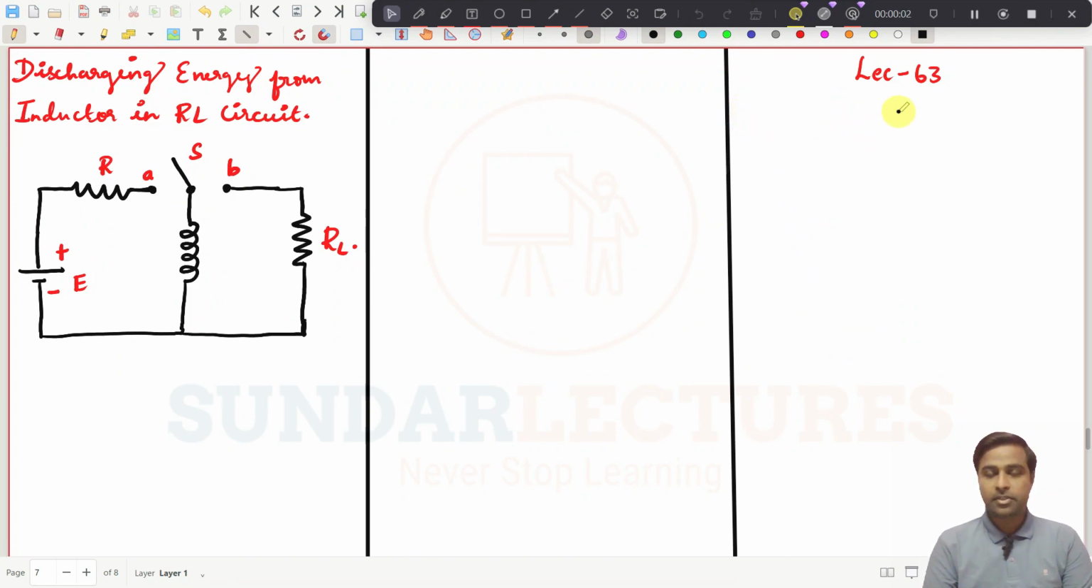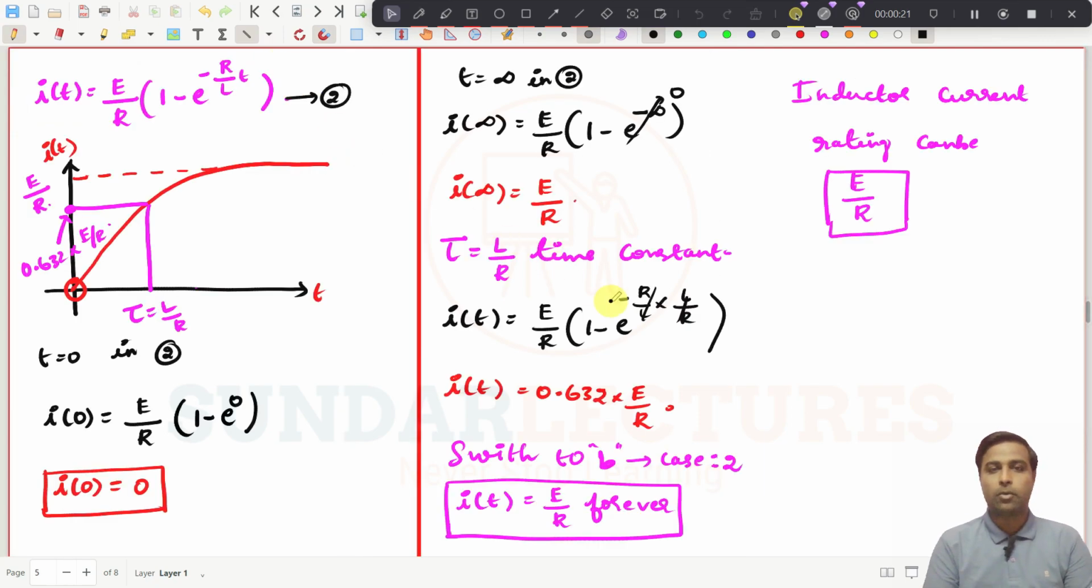Welcome to Sundar's lecture. This is lecture number 63, and in this lecture we are going to see discharging energy from inductor in RL circuit. We are going to take the same RL circuit and see how the energy stored in the inductor can be discharged in the load resistor. Before that, we will complete one topic.